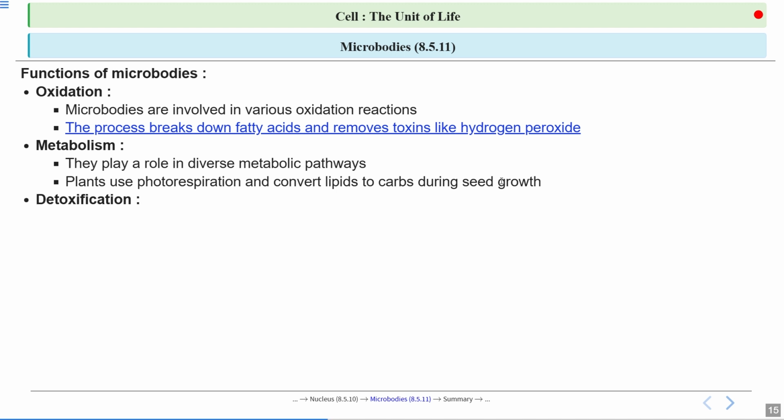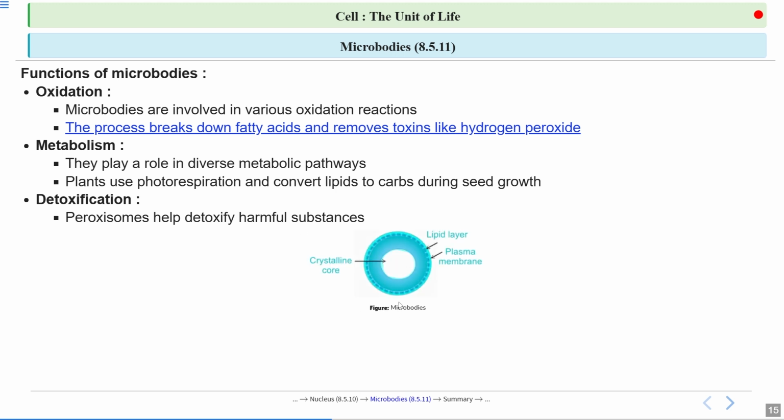Initially, seeds are inside the soil, so they cannot photosynthesize. They need to survive for some time. They need to germinate, then they form the plantlet and then they photosynthesize. So initially carbohydrates are required for seed germination, so lipids are converted into carbohydrates. Next is detoxification. Peroxisomes, which are a kind of microbodies, help detoxify harmful substances as well.